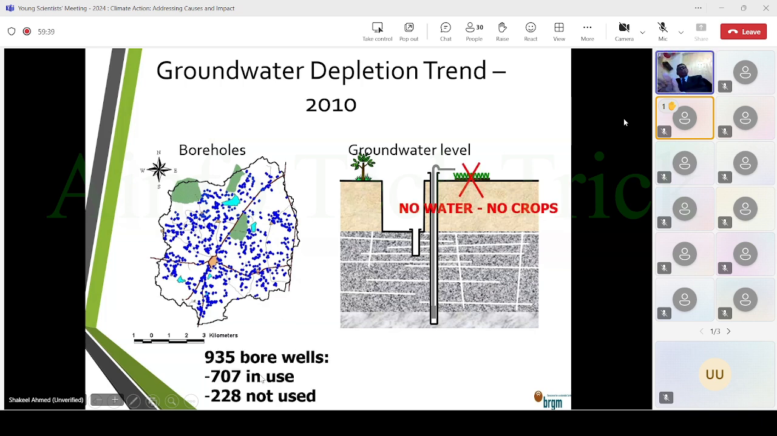The concept which is not clear to the farmers or the people is that you are drawing from the same system. Whether you are drilling one bore well or 935 bore wells, the water source is the same. So if you are drilling 900 or 1,000 bore wells, you are simply wasting the money.